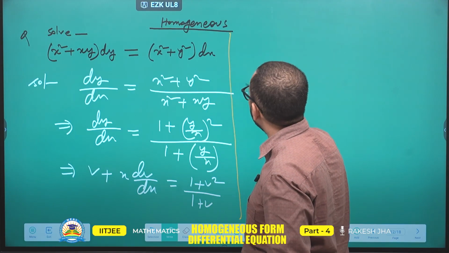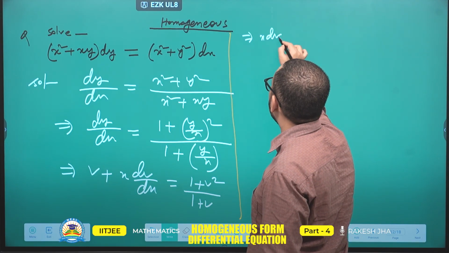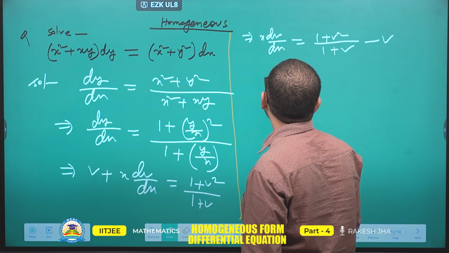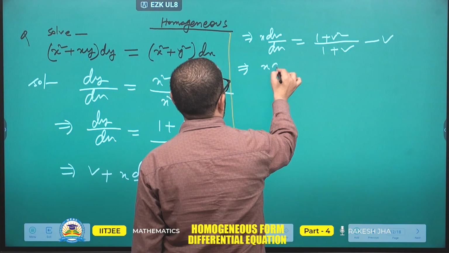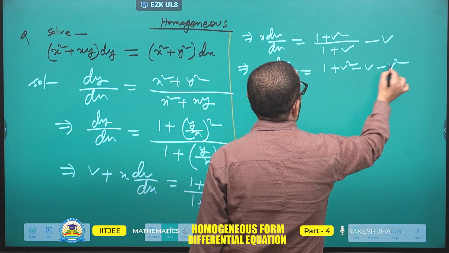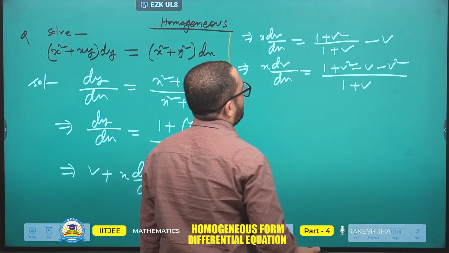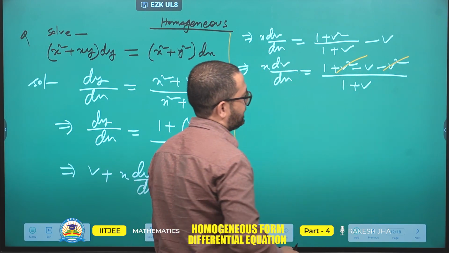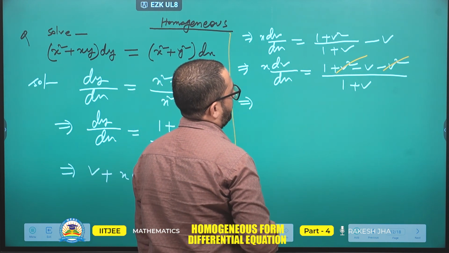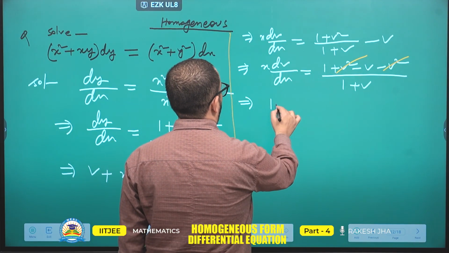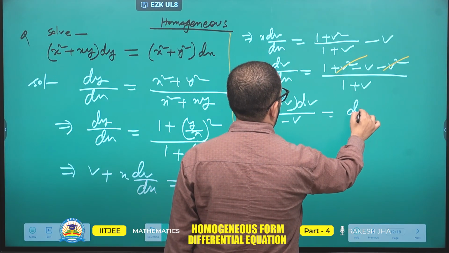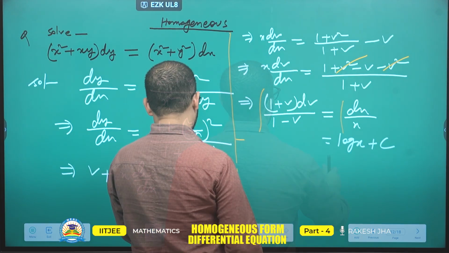Now we will take the next step. So x times dv by dx is equal to 1 plus v square upon 1 plus v minus v. So x dv by dx is equal to 1 plus v square minus v square upon 1 plus v. So here v square and v square got cancelled. So it would be 1 plus v times dv upon 1 minus v, and then this will be dx upon x.